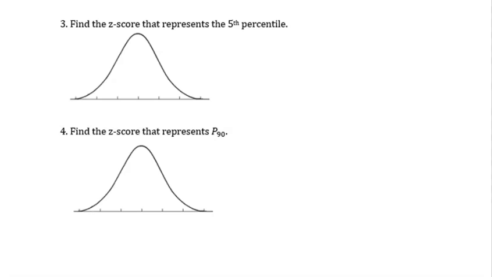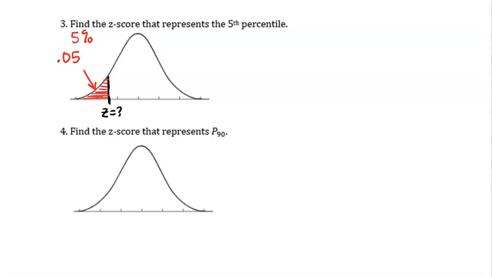In example 3, we want to find the z-score that represents the 5th percentile. Thinking back to lesson 8, the 5th percentile is going to be the place in the data where 5% of the data is below that. So there should be shaded to the left, and I'm shading to the left because 5% of the data is below that, a left area of 0.05 or 5%. And what we are trying to find is this z-score.